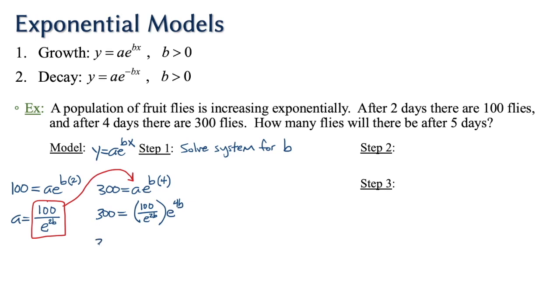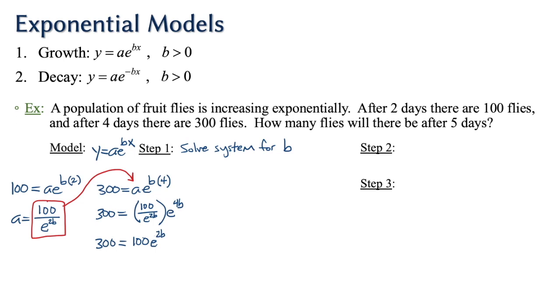So now all we have to do is solve this equation for whatever b is. So first off, let's clean this up. On the left side, we have 300. Now on the right side, we have 100. And when you want to simplify these e's, this is in the numerator because we're multiplying it on the outside. And clearly this one's in the denominator. So when you're dividing like bases, you subtract their exponents. So the 4b here minus 2b is going to leave me with e raised to the 2b.